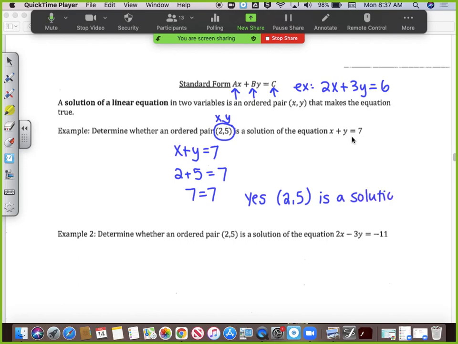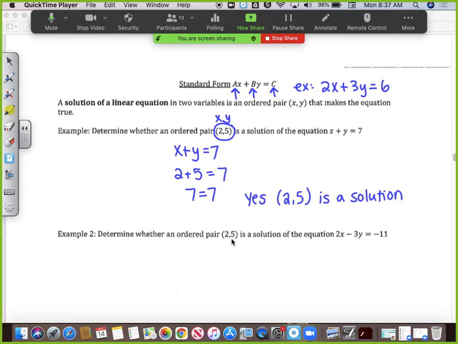And we don't have to write all of this all of the time, but I am going to write that out for our notes since this is our first time doing this, that yes, (2, 5) is a solution, but you could just write solution or yes. Same type of thing for the next one. Now we want to see if the ordered pair (2, 5) is a solution to this equation.